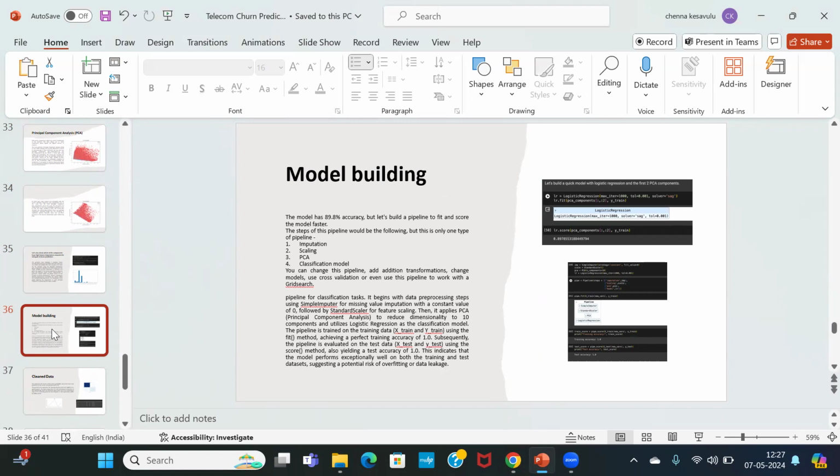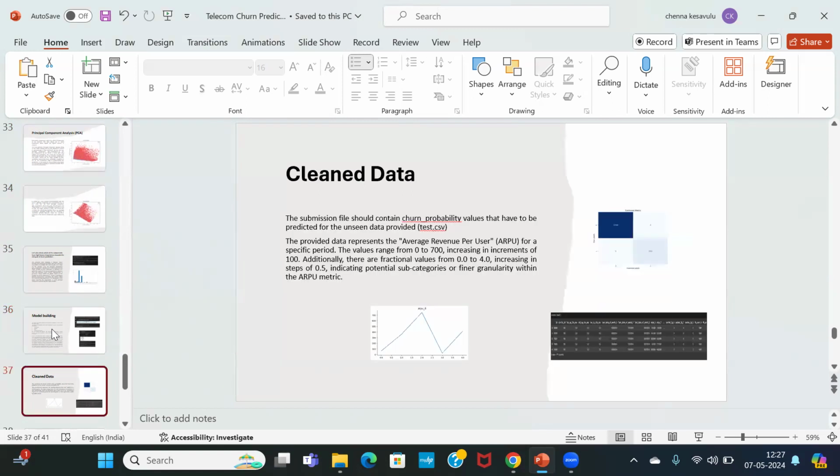Model building. The model has 89.8% accuracy. Let's build a pipeline to score the model faster. The steps of the pipeline would be the following, but this is only one type of pipeline: imputation, scaling, PCA, classification model. Pipeline for classification on cleaned data.